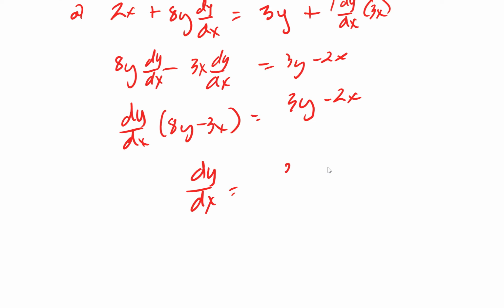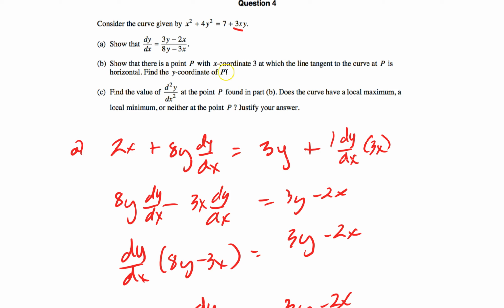There you go. Second, show that there's a point P with x-coordinate 3 at which the line tangent to the curve at P is horizontal. Find the y-coordinate. Another way of saying horizontal tangent line is just saying the derivative equals 0. So they're saying this guy equals 0. But they're telling you x equals 3. So we're going to set this equal to 0 and plug in x equals 3.